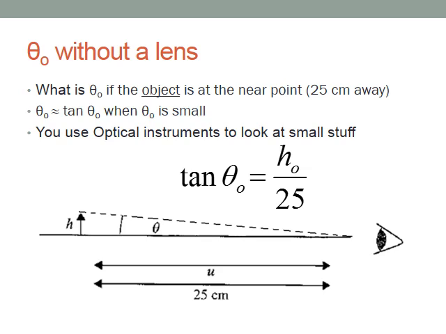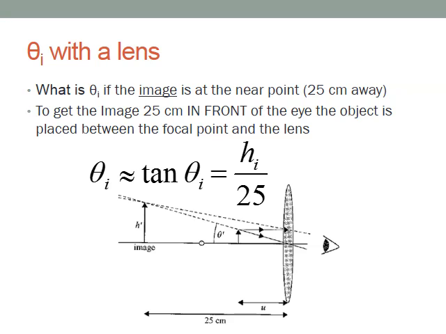It's really close when we're using radians. So we're just going to get rid of the middleman and say theta O, the angle the object subtends with your vision, is equal to the height of the object divided by 25. All right, so we're now going to do something similar with the image.